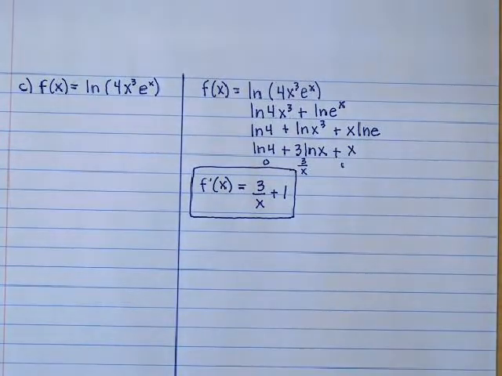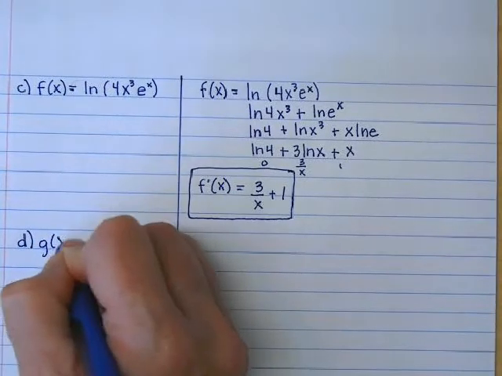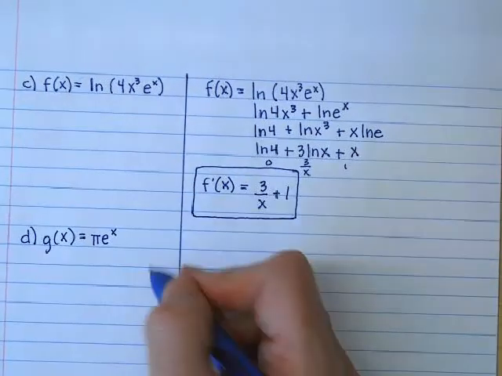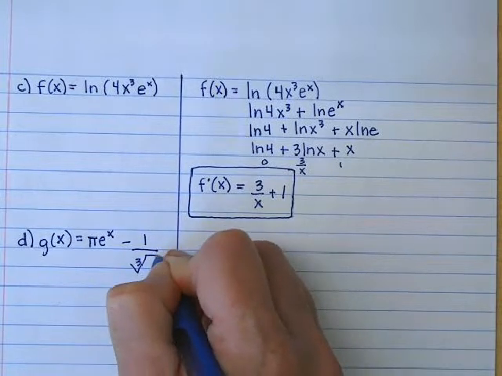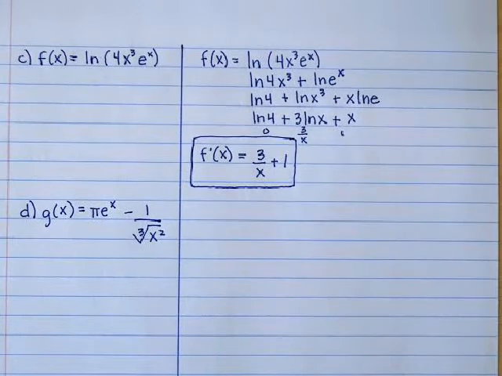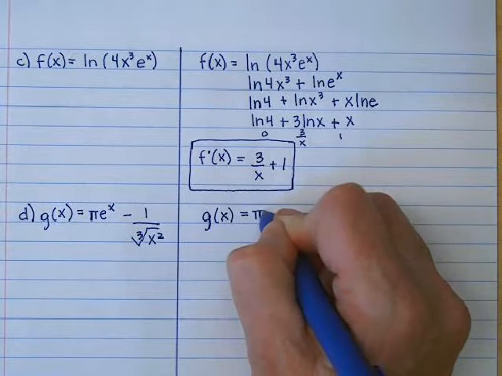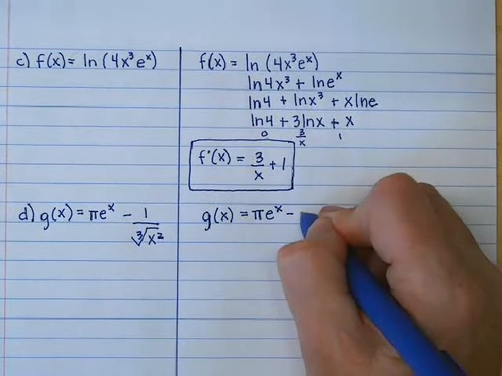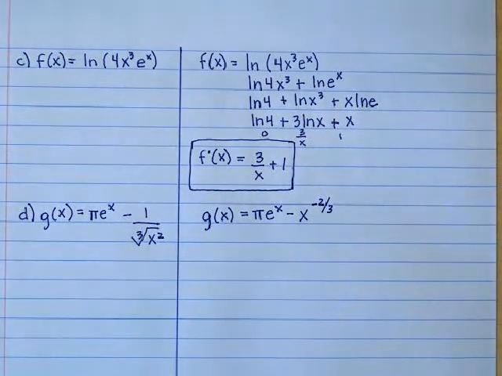Okay, let's see. Let's get one more in here. Let's get that g of x is pi e to the x minus 1 over the cube root of x squared. That doesn't look very pretty. So let me rewrite it. Pi e to the x minus, I'm just going to say this is x to the negative 2/3.